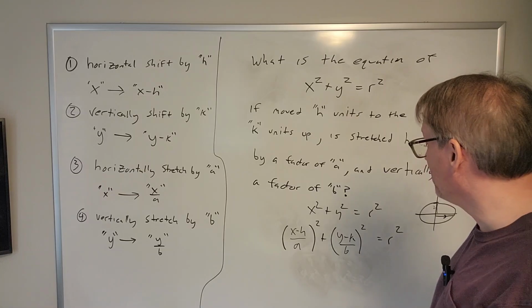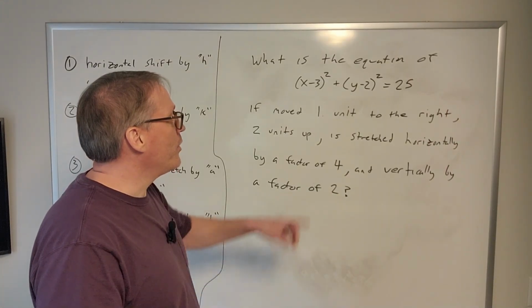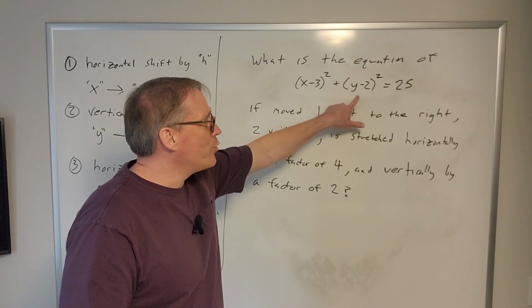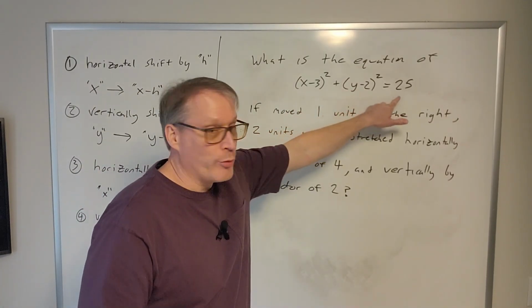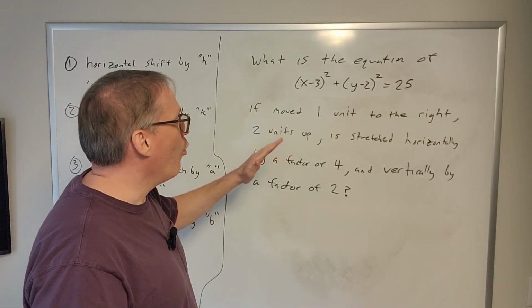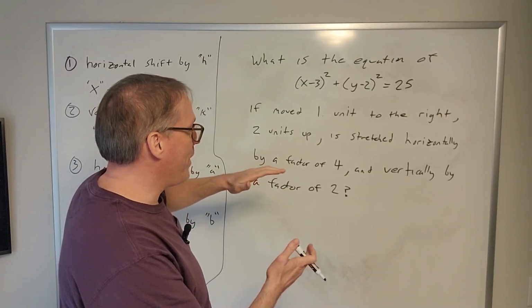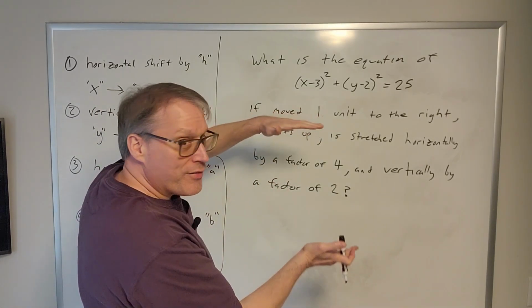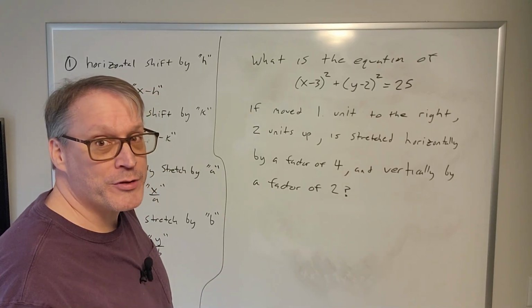Nah. Let's do one more. Let's say we have the equation x minus 3 squared plus y minus 2 squared equals 25. This is a circle centered at 3, 2 with a radius of 5. 5 squared is 25. If we move it 1 unit to the right and 2 units up, and it's stretched horizontally by a factor of 4, but vertically only by a factor of 2, what's the equation of the ellipse that comes out of this? Give it a try.